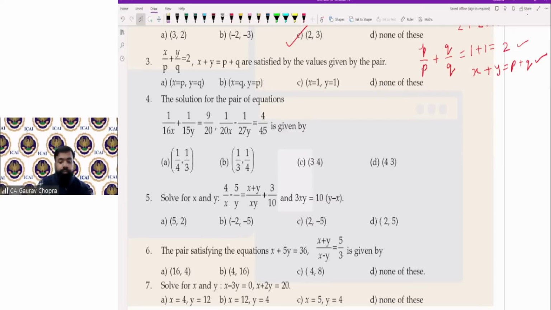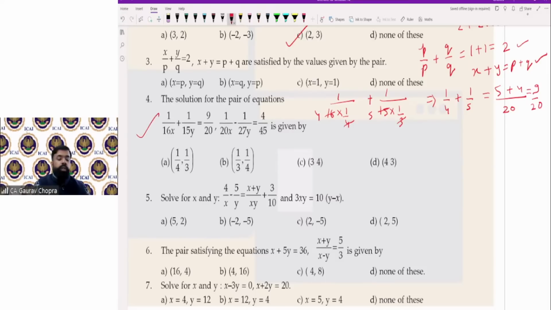The first one, 1 upon 16. Now in place of x, we are using 1 by 4, plus 1 by 15 into, in place of y, using 1 by 3. So what is left? 1 by 4 and 1 by 5. So 1 by 4 plus 1 by 5 is how much? Take the LCM, 20. You will get 5 plus 4, that is 9 upon 20. 9 upon 20. So first equation is verified.